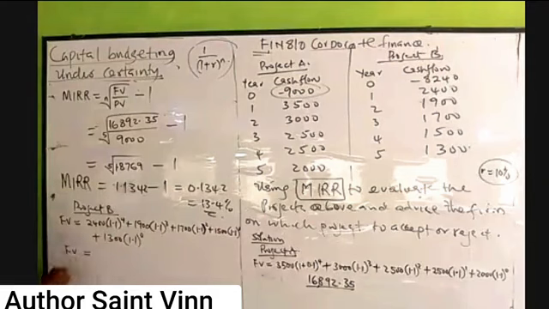Somebody quickly help us with that so that our MIRR will be the fifth root of future value over present value, minus 1. What's the result from that numerator?